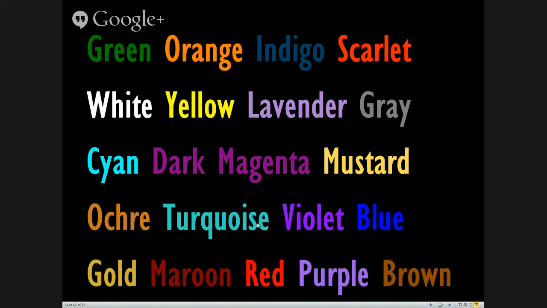Green, orange, indigo, scarlet, white, yellow, lavender, gray, cyan, dark, magenta, mustard, ochre, turquoise, violet, blue, gold, maroon, red, purple, brown.